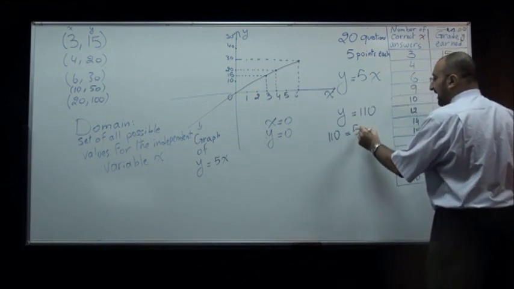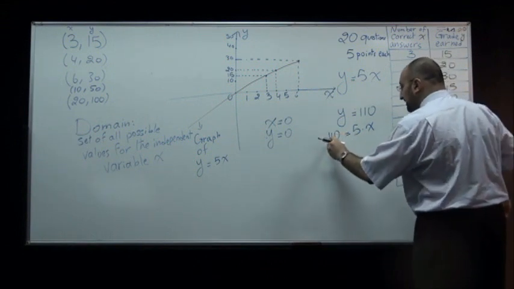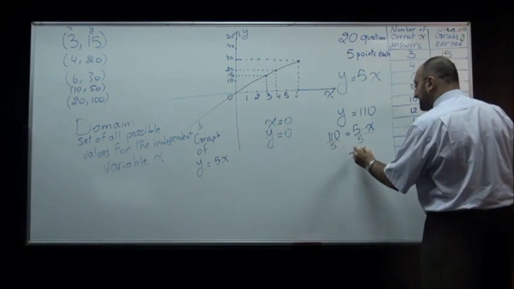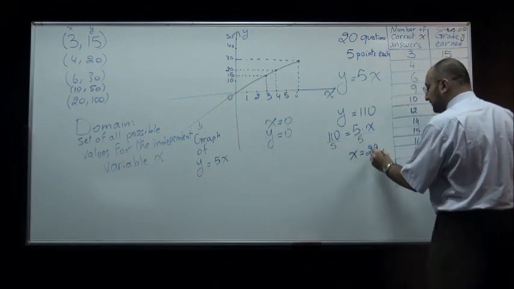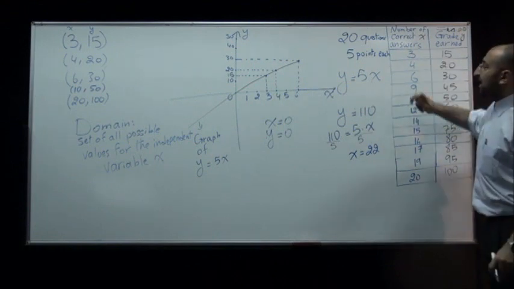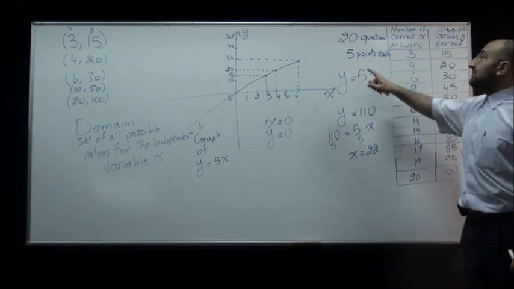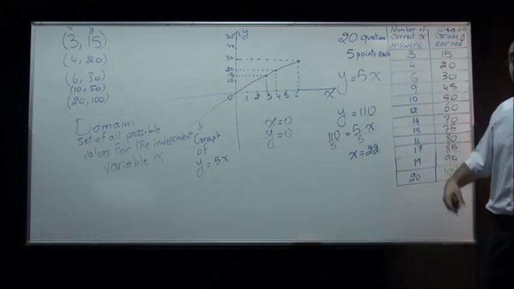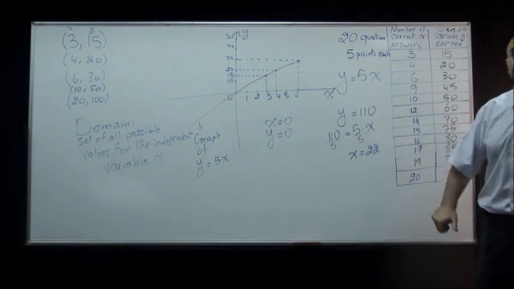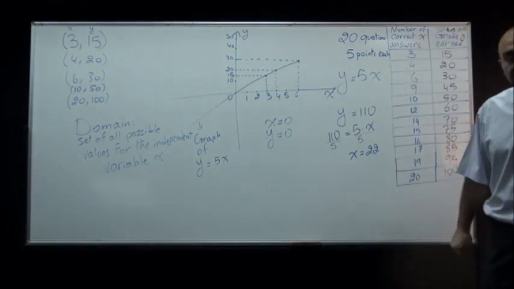110 equals 5 times x, and so if we divide both sides by 5, I'll end up with x equal 22. So keeping in mind that x is the number of correct answers on a certain test, and that test contains 20 questions only, is it possible to answer 22 questions correctly out of 20? Of course not. That is very obvious.